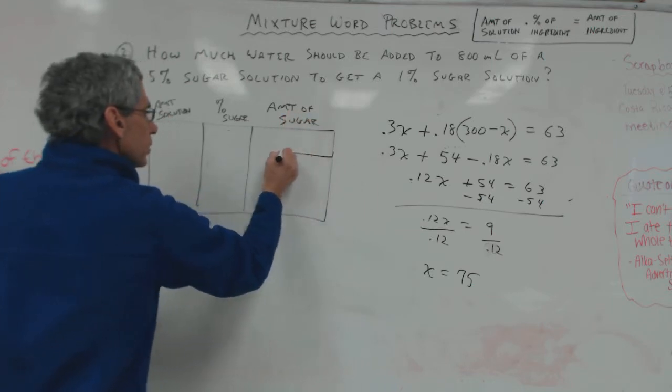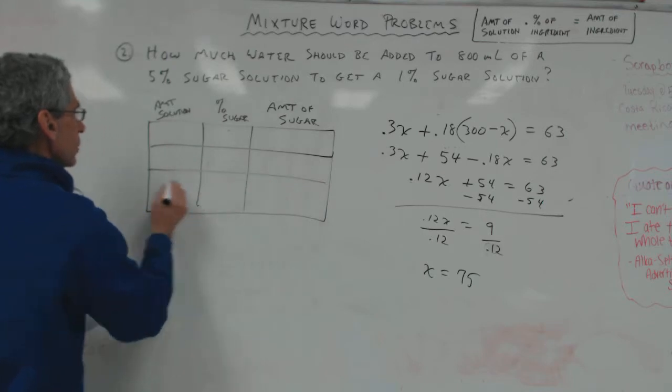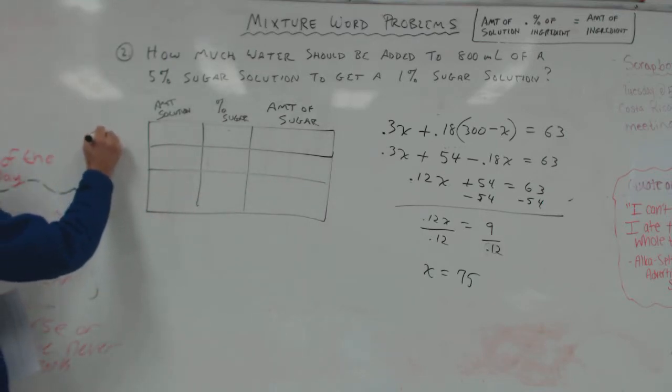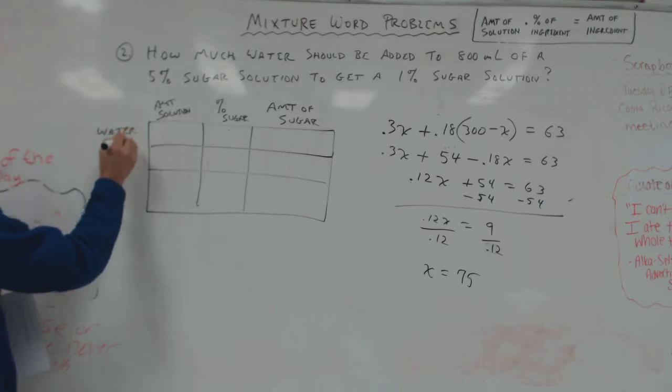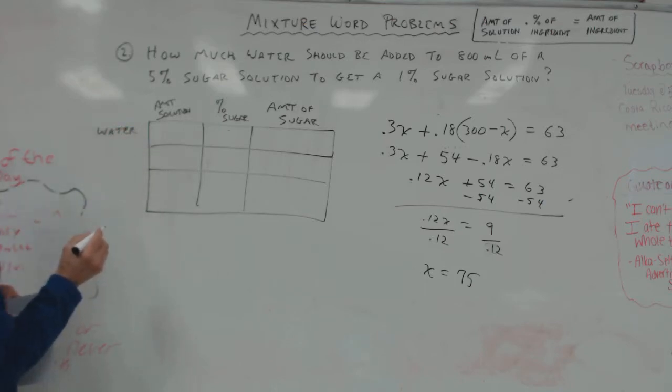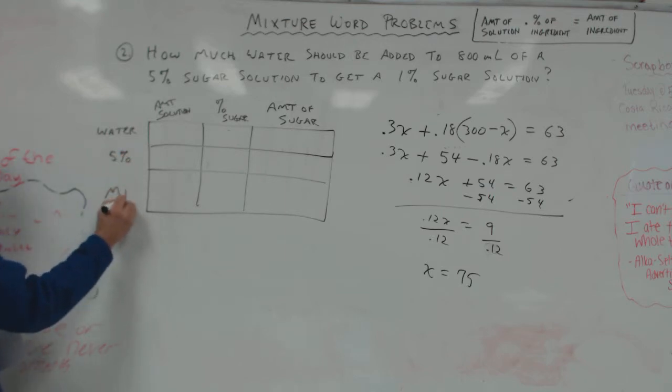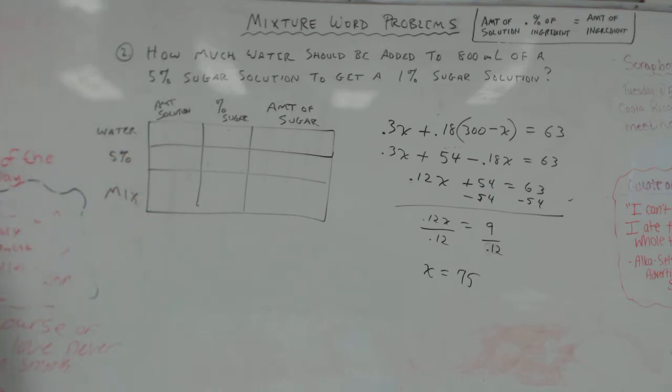And then I have 3 rows. So, okay, how much water? So I've got water here. I also have a 5% solution. And then I have my mixture. You guys see how I'm setting it up? That make sense? I've got water, I've got a 5% solution, and I've got a mixture.